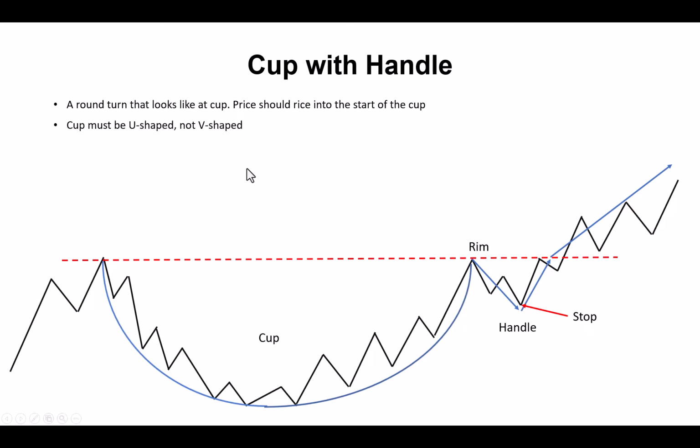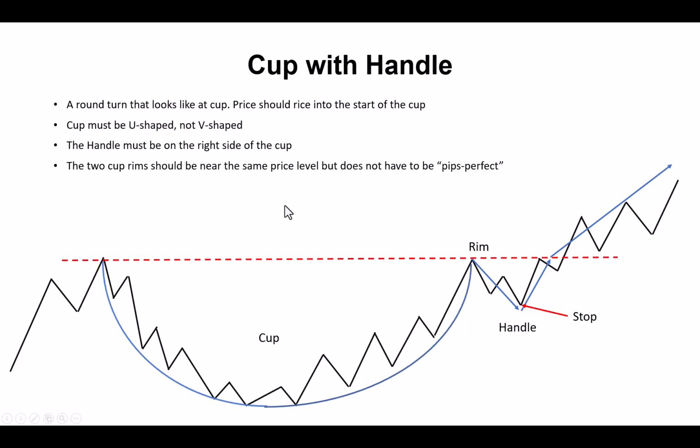It has to be U-shaped, not a V-shaped one. So it has to be fairly round at the end there, and the handle must be on the right side of the cup. The two cup rims should be near the same price level. So we have a rim here on the right side and a rim here on the left side. They should be fairly close to each other in terms of price, but they don't have to be, as I call it, pips perfect. There can be a few pips difference, or maybe a few dollars, or whatever we are trading here.